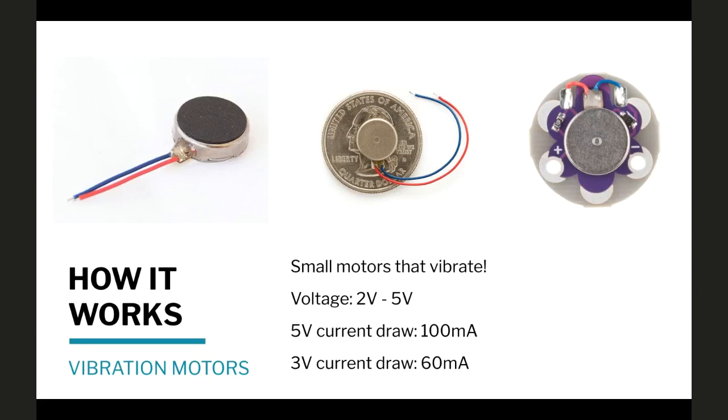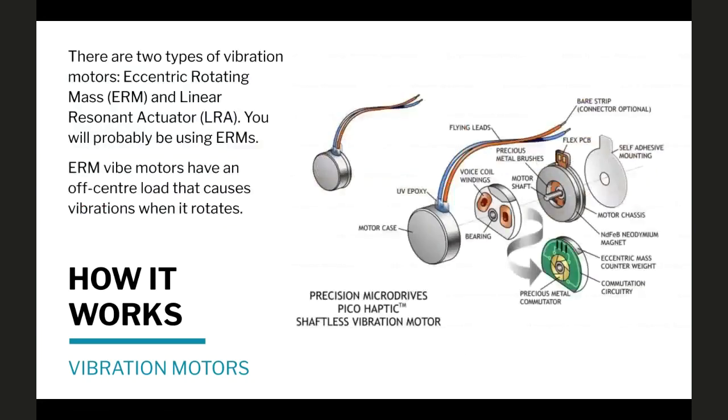So a few specs. They draw about 2 to 5 volts. And depending on their voltage, they will draw different amounts of current, which comes into consideration when we're developing our circuits for them. There are two different types of vibration motors: ERM motors and LRA motors. You will probably be using the ERM motors.